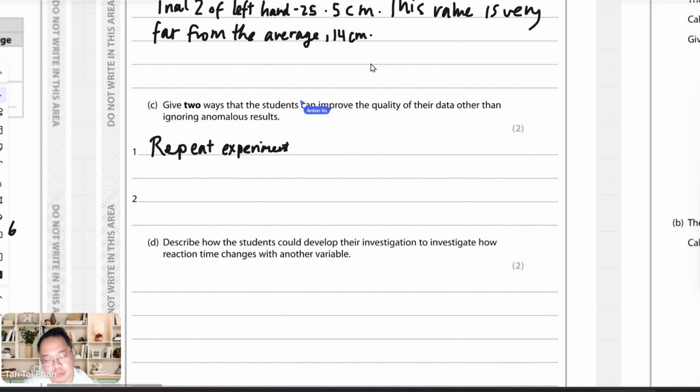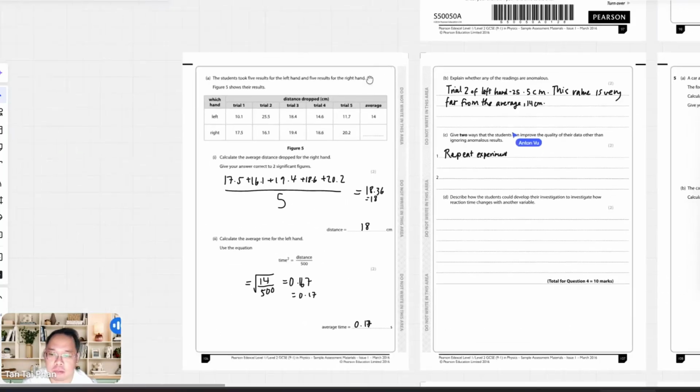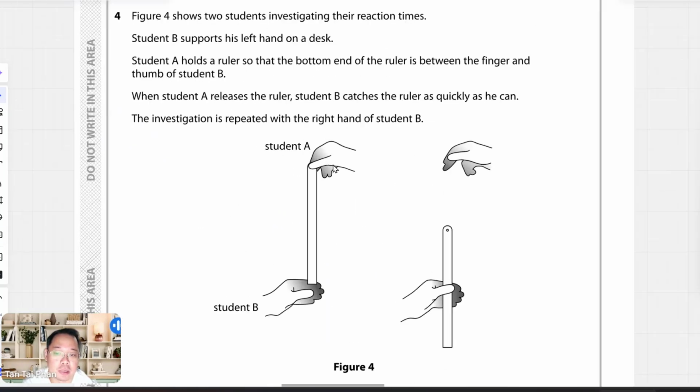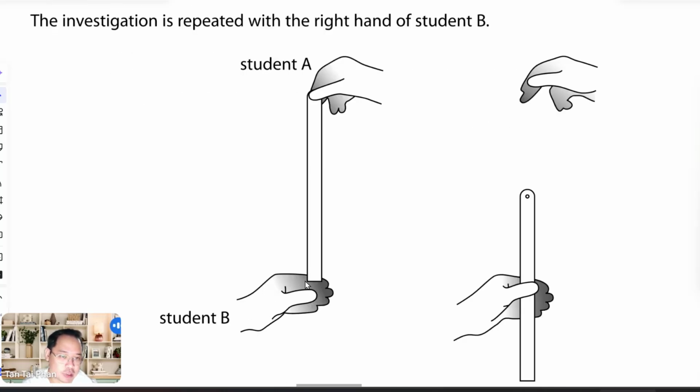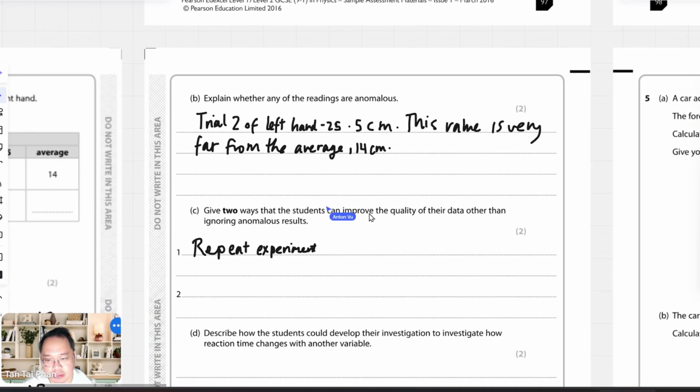No, it's not the answer, because he will drop it from the top, holding it from the top like here, and student B puts the hand at the bottom. When person A releases, person B immediately catches it, and the distance is measured from the bottom to the point where the finger of the second person, student B, holds the ruler. So yeah, the answer in the mark scheme is to repeat the experiment with a third person.